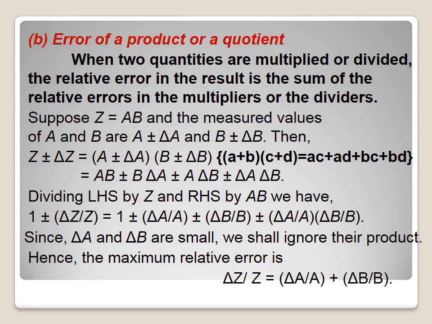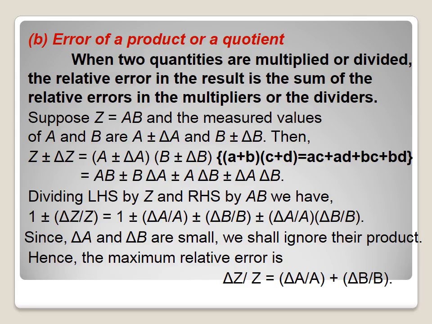Next, let me discuss how to calculate the error of a product or a quotient of two physical quantities. When two quantities are multiplied or divided, the relative error in the result is the sum of the relative errors in the multipliers or dividers. Suppose Z is equal to A into B, and the measured values of A and B are A plus or minus delta A and B plus or minus delta B.